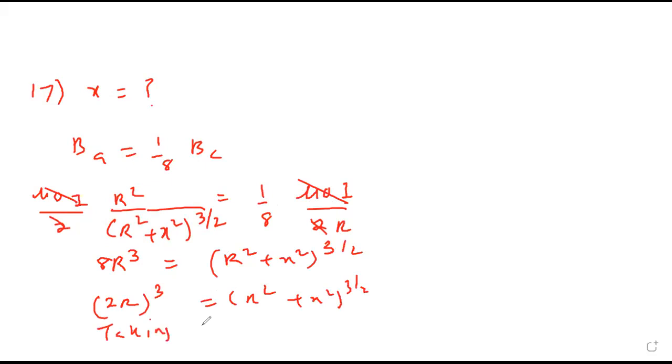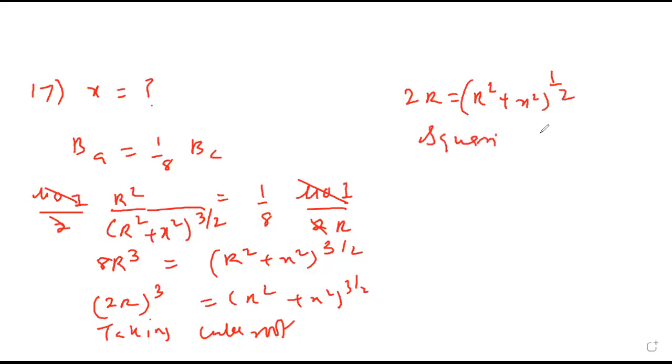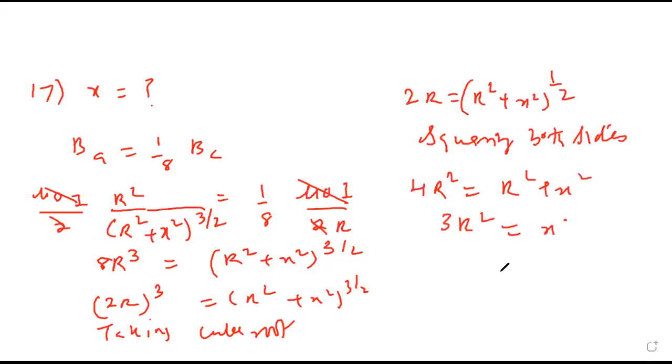Taking cube root, 2r will be (r² plus x²) raised to 1/2. Now squaring both sides, 4r² equals r² plus x². So 3r² is x². Root 3 r equals x. Important sum. Root 3 r, option B.